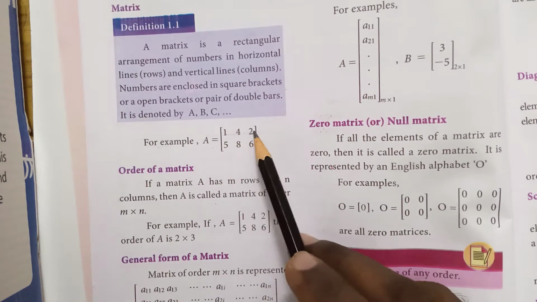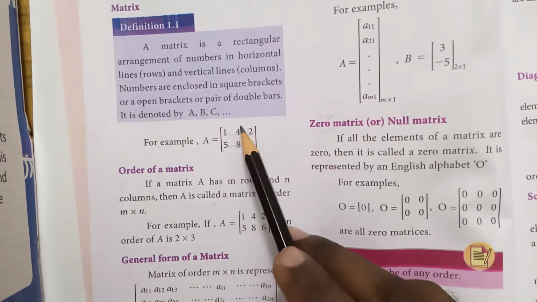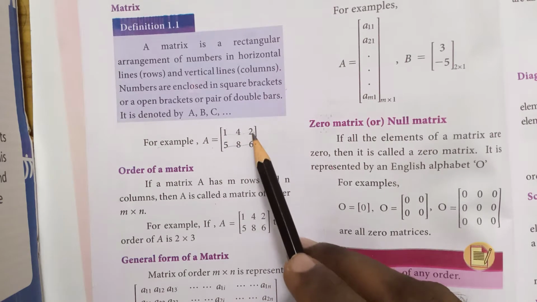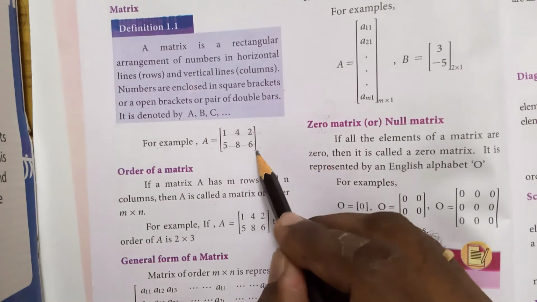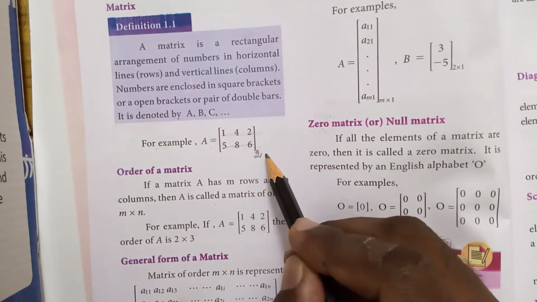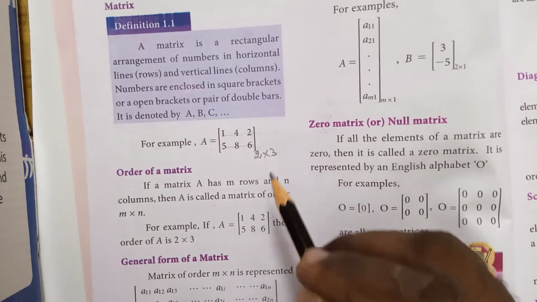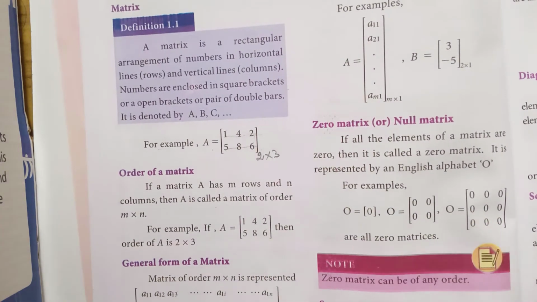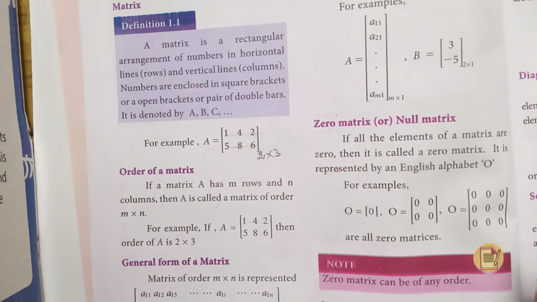So this is the first row, second row, first column, second column, third column. So only two rows, but three columns. So this is a 2 by 3 matrix. A 2 by 3 matrix has 2 rows and 3 columns.